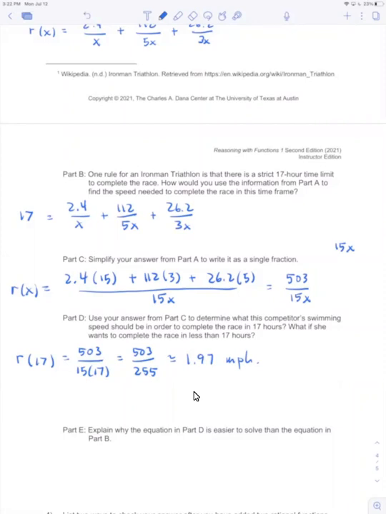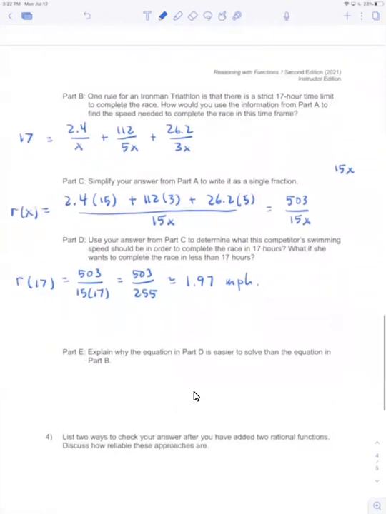Part E, explain why the equation in part D is easier to solve than the equation in part B. Well, the equation in part D involves only one rational expression. It's fairly straightforward to cross multiply and solve for X. Let's go to part 4.